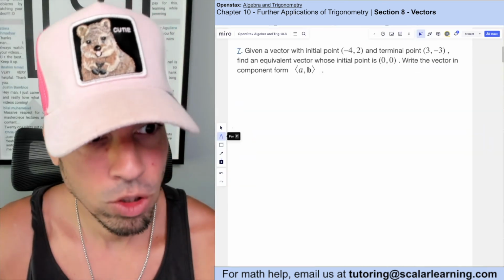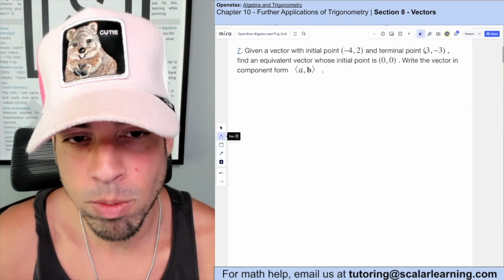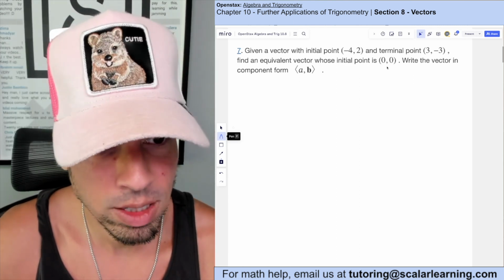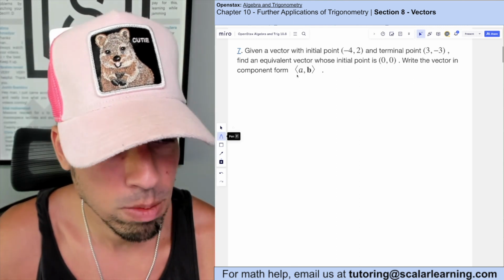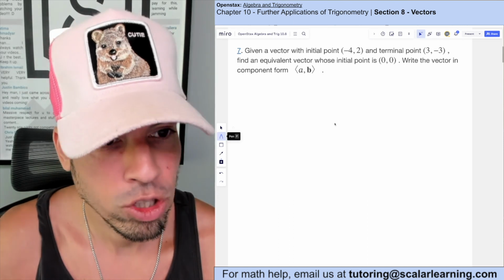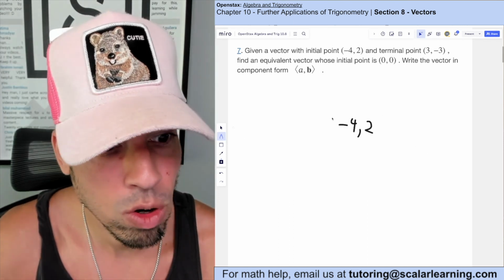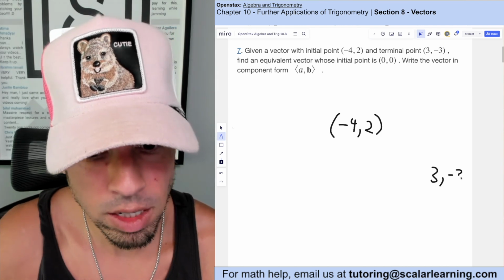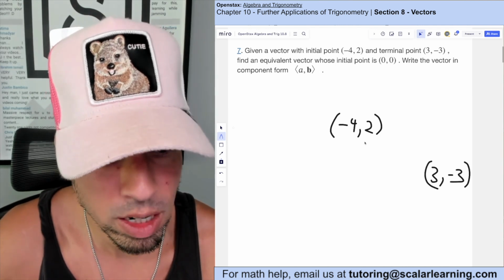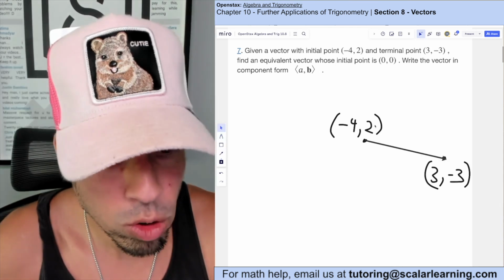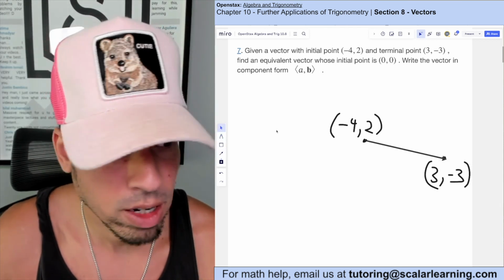Given a vector with an initial point of (-4, 2) and a terminal point of (3, -3), find an equivalent vector whose initial point is (0, 0). Write the vector in component form. So we're starting at (-4, 2), and then we're going to (3, -3). I'm writing it like this because this somewhat indicates the direction. We're going from left to right, and we're also going down, starting at 2 and going down to -3.